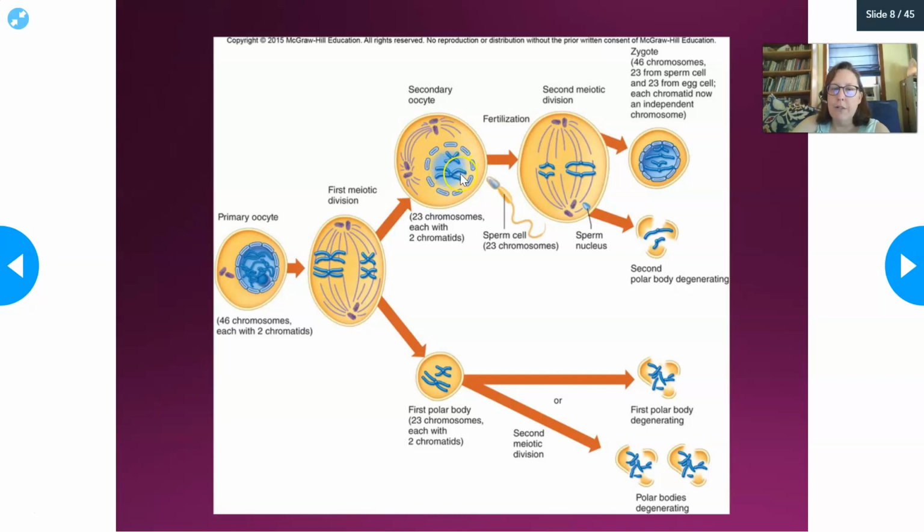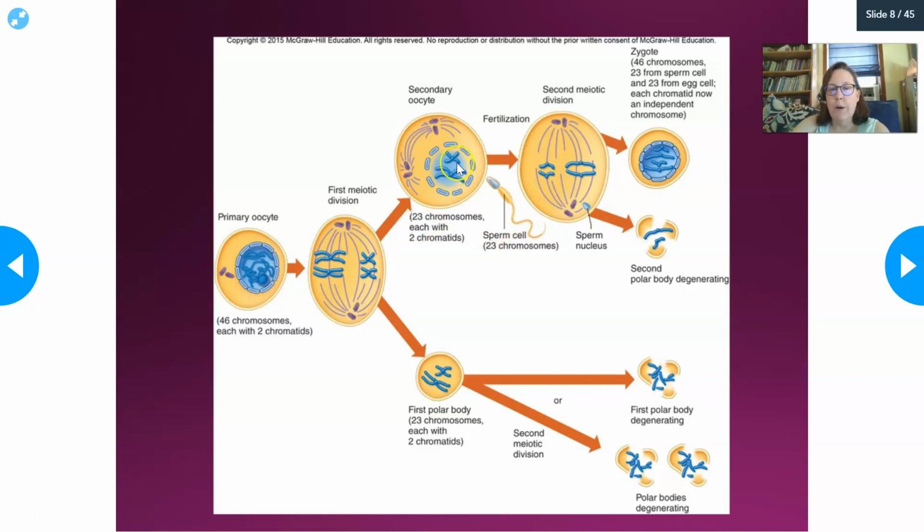These guys still have to split, okay, because we want 23 chromosomes with 1 chromatid each, because the sperm is bringing 23 chromosomes with 1 chromatid, okay, and so this is diploid, this is haploid.